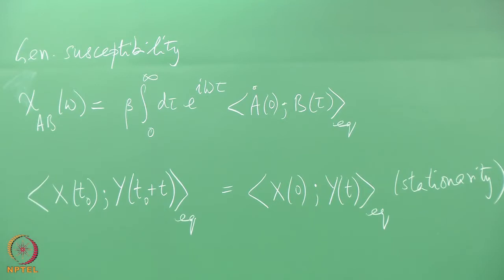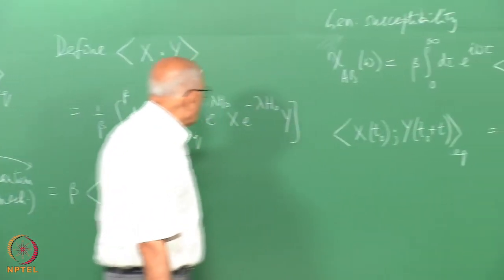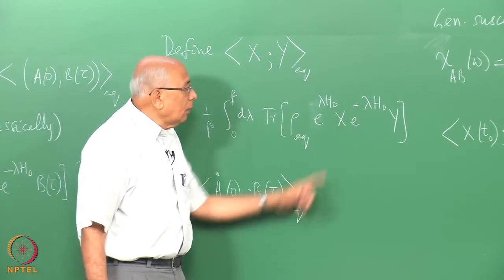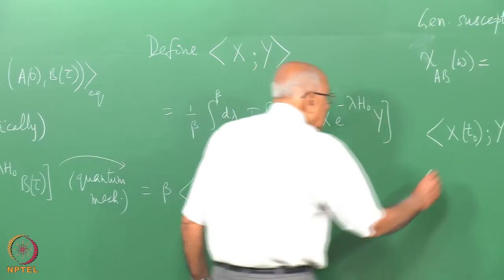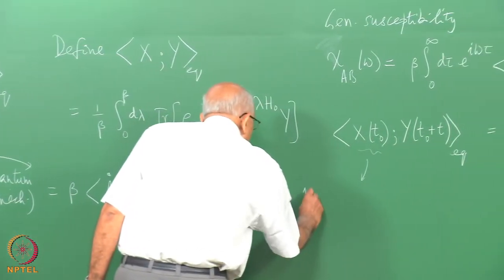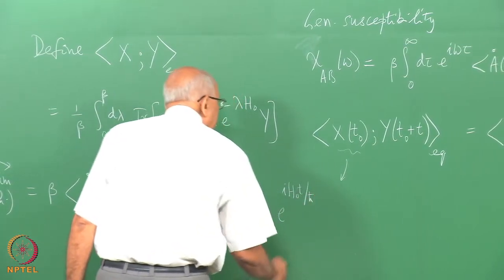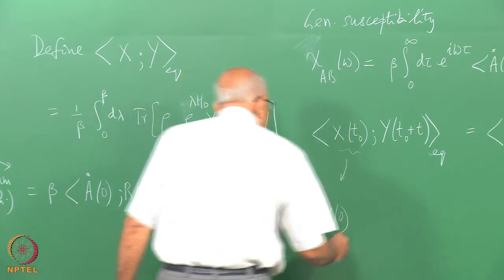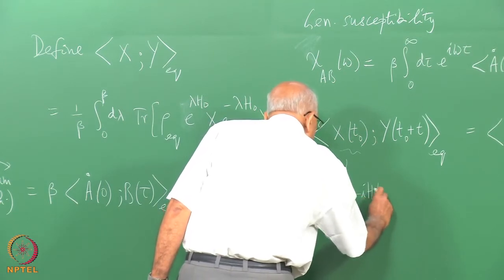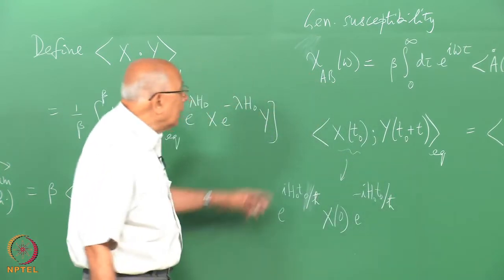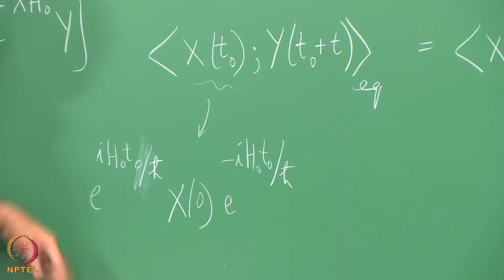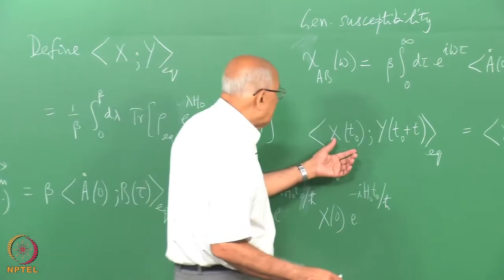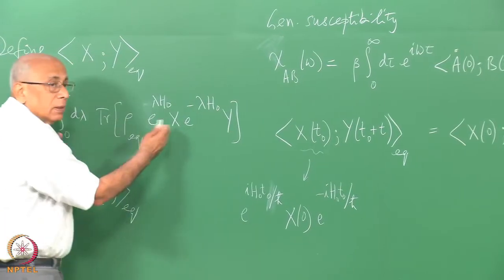I urge you to try and show that this is so. What would you do? You would go back to the definition, put in the time arguments in these places, and then we know what x of t naught does. For instance, this quantity here is equal to e to the i H naught t naught over h cross x of 0, e to the minus i H naught t naught over h cross. That is the meaning of x of t naught in the Heisenberg picture, driven by an evolution governed by the unperturbed Hamiltonian. Okay. So, for this quantity, substitute this in the bracket, in the definition of this semicolon.